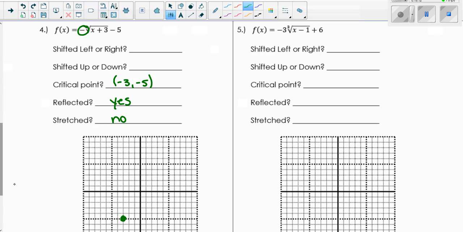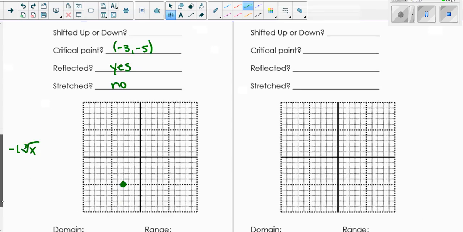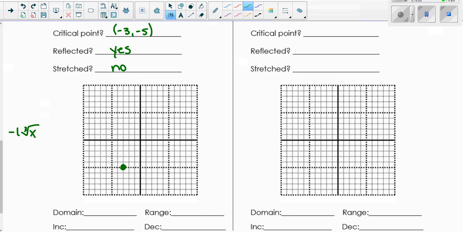So when I graph, I'm thinking negative 1 times the cube root of x. So I still move and take the cube root, but now instead of multiplying by 2 like I did in the last problem, I'm going to multiply by negative 1. Okay. So from this point, if I move right 1, the cube root of that is 1, but instead of going up, I'm going to go down. Notice I'm going the opposite. Next thing I want to do is move 8 from here.